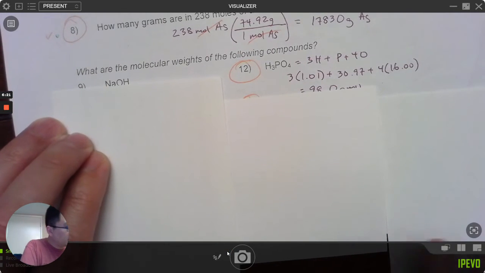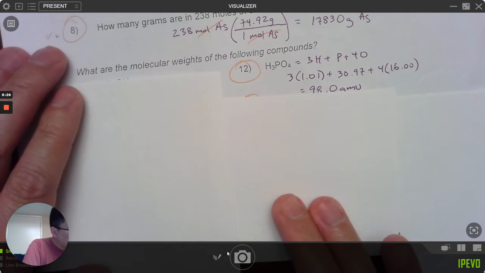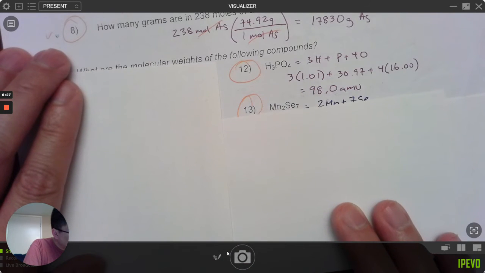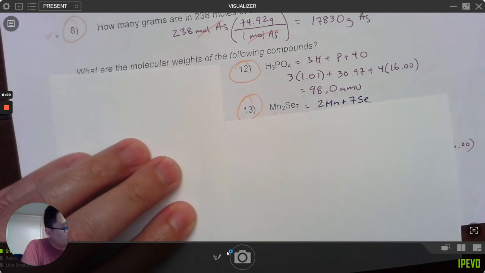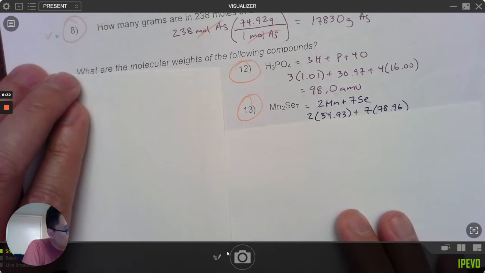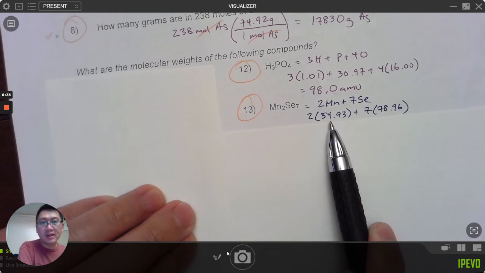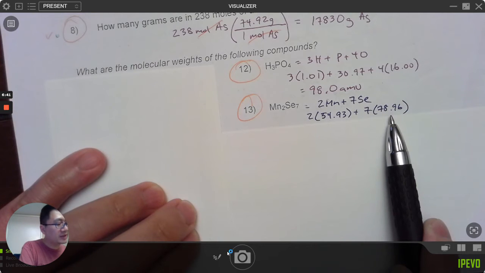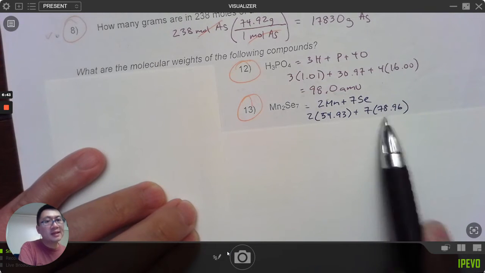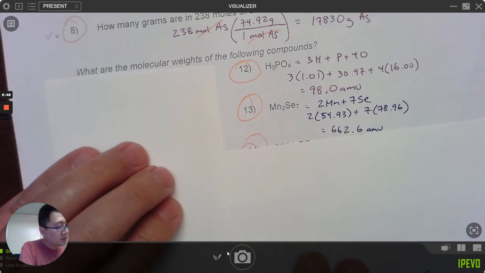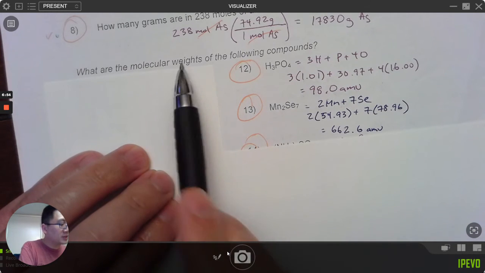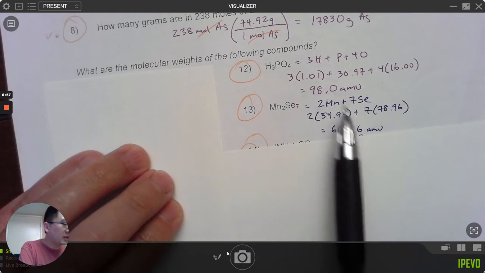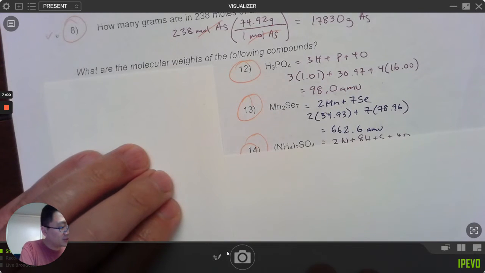Okay, so the very next question, number 13, Mn2Se7. So that is the weight of 2 manganese. On the periodic table, manganese is 54.93, and 7 selenium. Selenium is 78.96. Add that all up, and you should have gotten 662.6 AMUs. Okay, these, by the way, say molecular weight, so AMUs, but if you put 1 mole of it, it weighs that many grams. It's the same number. Mathematically, it's the exact same thing.